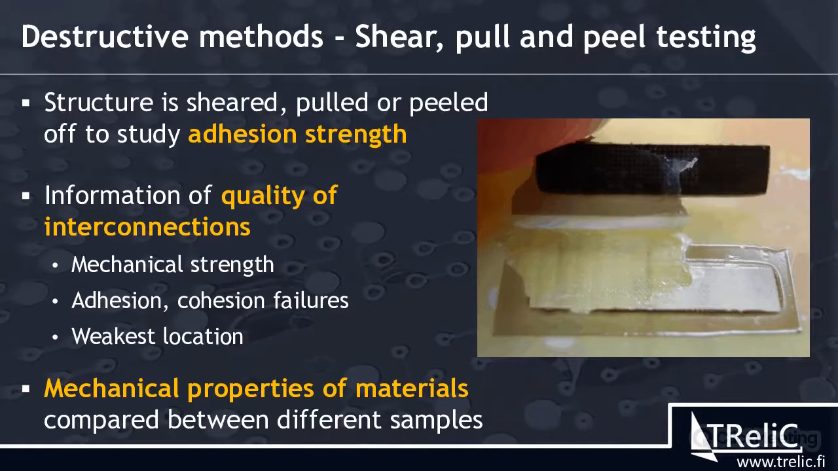Then for destructive methods, we have mechanical methods where we destroy the sample, of course, and quite often we need to use this to compare materials from a failed and not failed sample. But it can be very useful to check whether something has happened which caused the failure. For example, the adhesion strength has lowered, or there are some other changes in the mechanical properties which are critical.